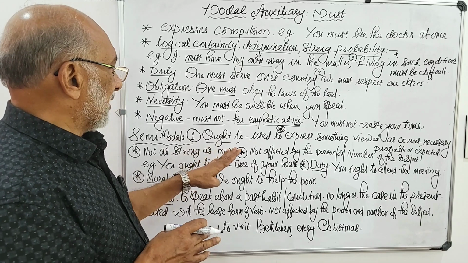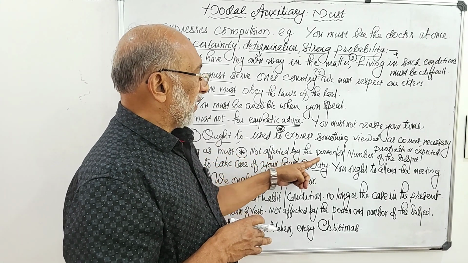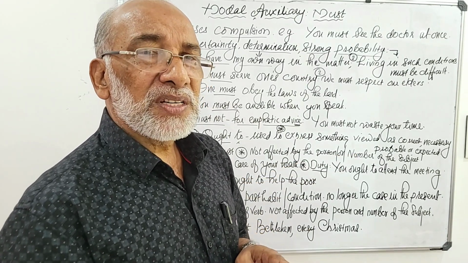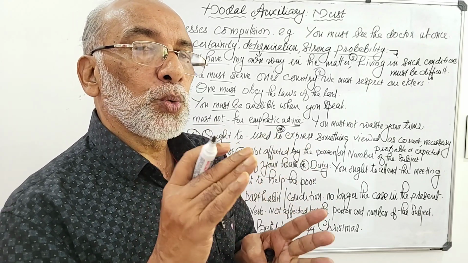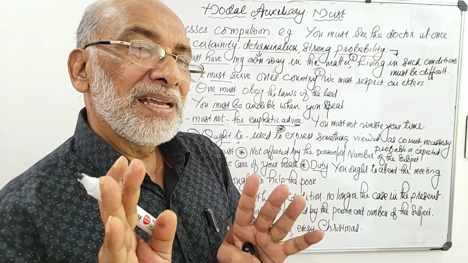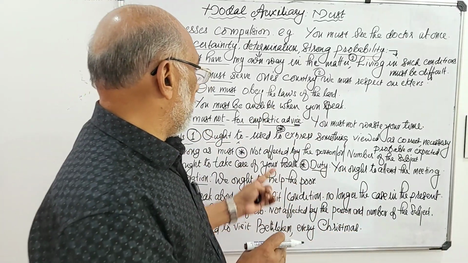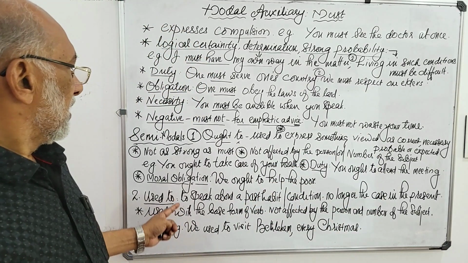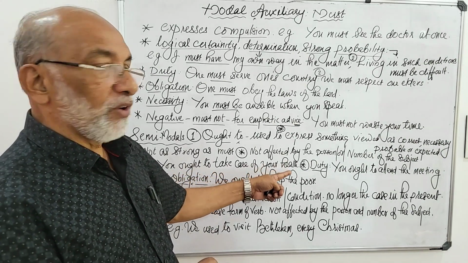Ought to is not as strong as that. And ought to is not affected by the person or number of the subject. That means after every subject, every pronoun, I, we, you, he, she, it, they, ought to doesn't undergo any change. It remains the same, not affected by the person or number of the subject. Let's see an example. You ought to take care of your health.